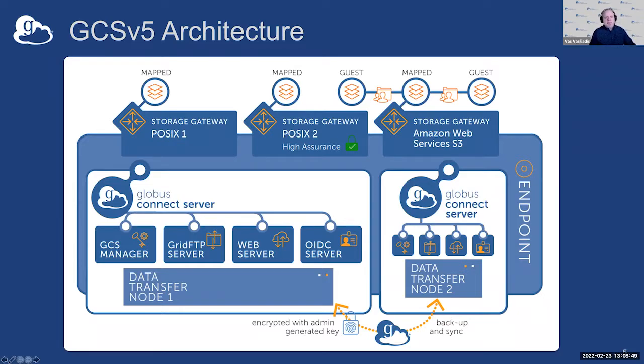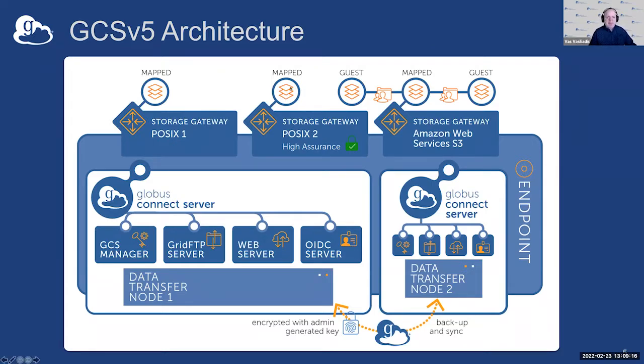And at the top there, those circles are what we now call collections. This is really the user-facing view of the endpoint in version 5. So when users go to the Globus web app, or access Globus via the command line or what have you, their point of view is this idea of a collection.